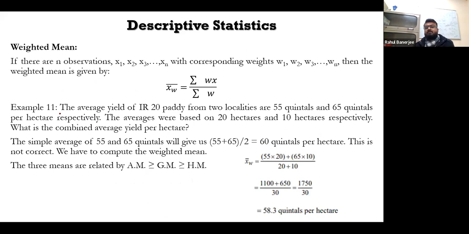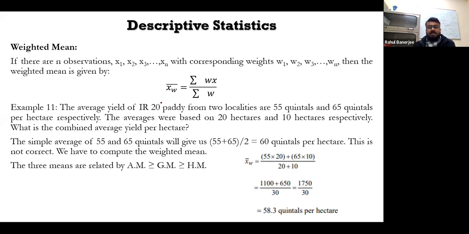Now there is also something known as the weighted mean. Weighted mean is in fact more statistically sound, and generally it is used more as compared to the arithmetic mean. Weighted mean means we are giving certain weights. Weights can be used to show the importance of that particular value.